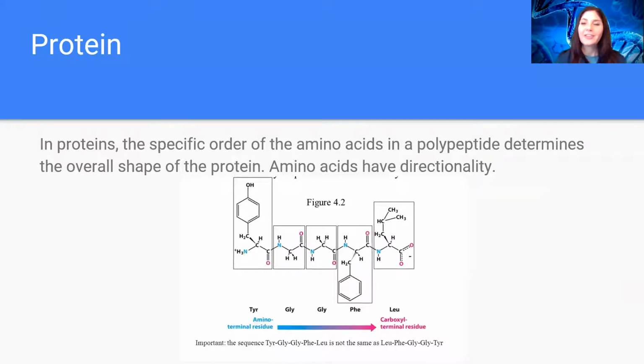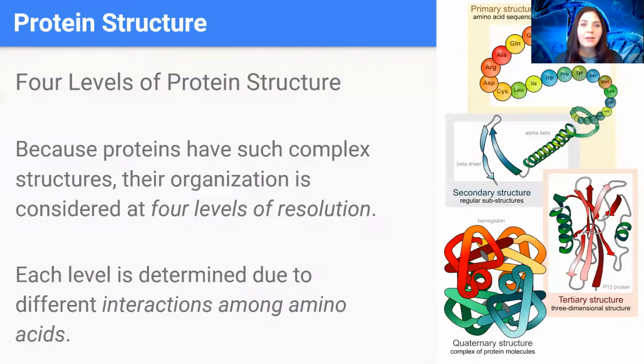So in proteins, there's a very specific order of amino acids that dictates the structure. Remember that the structure of the protein is going to determine its function, meaning what it does, what it becomes, and how it helps or hurts us. Amino acids have directionality, meaning they have to be in a specific sequence to form a fully functional protein. Now there are 4 levels of protein structure: primary, secondary, tertiary, and quaternary. Each level is determined by different interactions among amino acids.